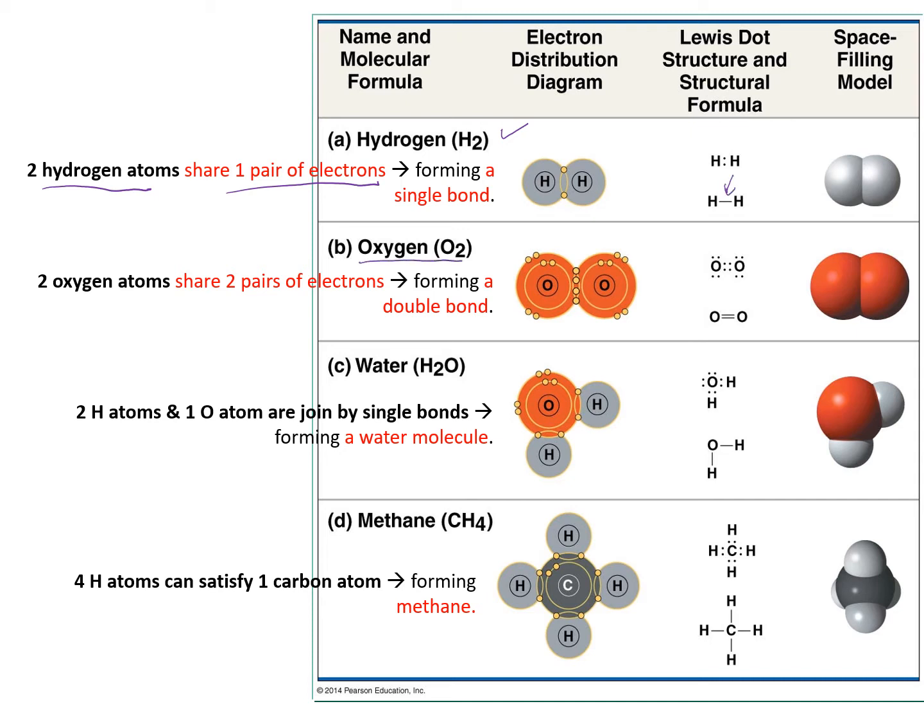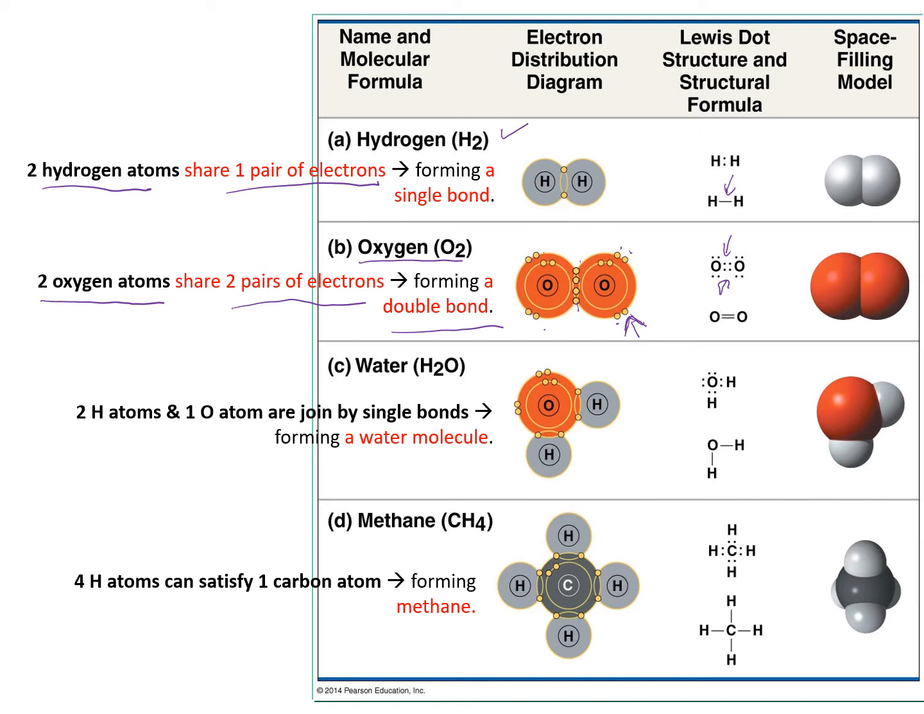The next molecule is the oxygen molecule. An oxygen molecule is formed when 2 oxygen atoms share 2 pairs of electrons to form a double bond. So for one oxygen molecule, it shares 2 pairs of electrons in order to satisfy the octet rule. Each of the oxygen atoms now has a complete 8 valence electrons. 1, 2, 3, 4, 5, 6, 7, 8. So it has to satisfy the octet rule.